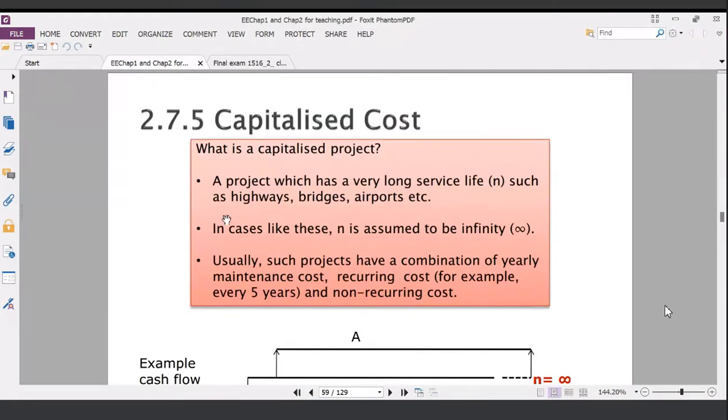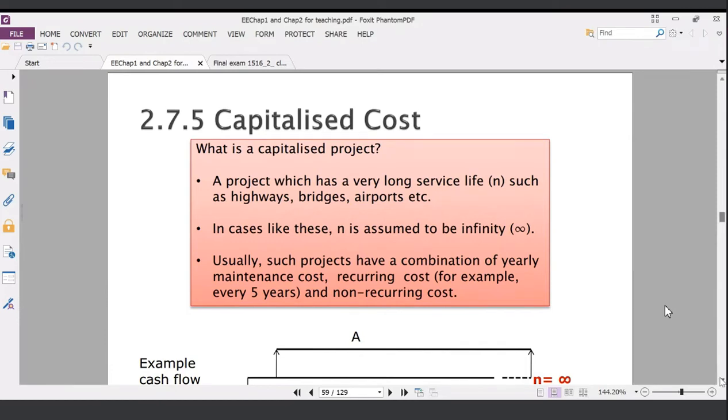All right, the capitalized cost is actually a project that involves a very long service cycle, a very long life cycle. The products we are dealing with have a very long service cycle, such as highways, bridges, airports, etc. So for cases like this, the N is assumed to be infinity, all right?